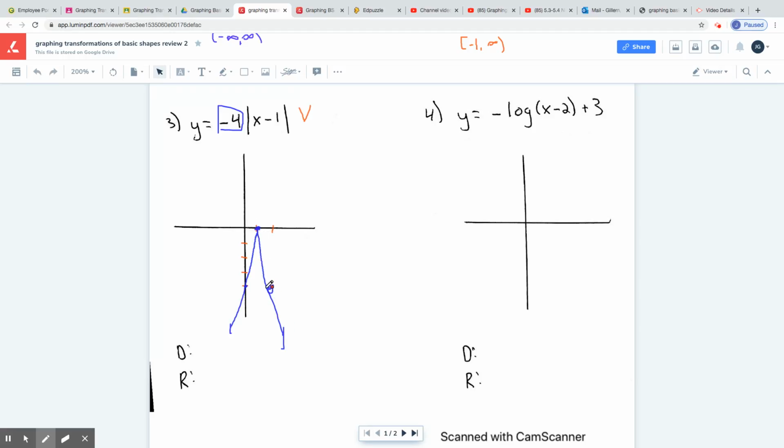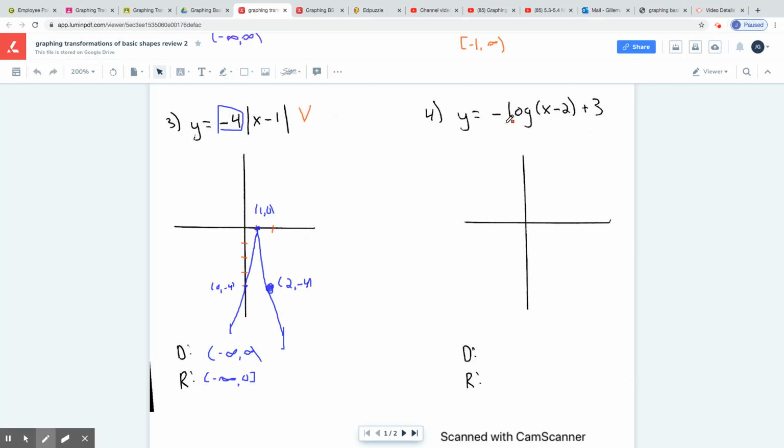That was awful. There it goes, intersects it. You guys get the idea. All right. (2, -4), (0, -4), and (1, 0). All right. The domain is everything, all real numbers, negative infinity to infinity. The range is negative infinity to 0 with a bracket.